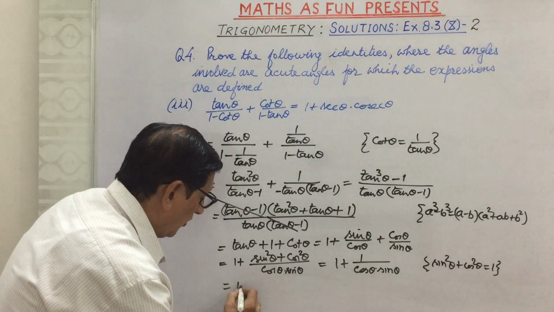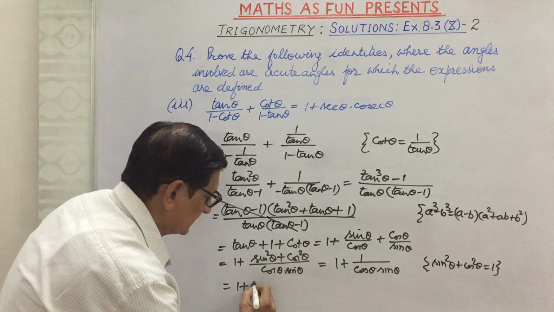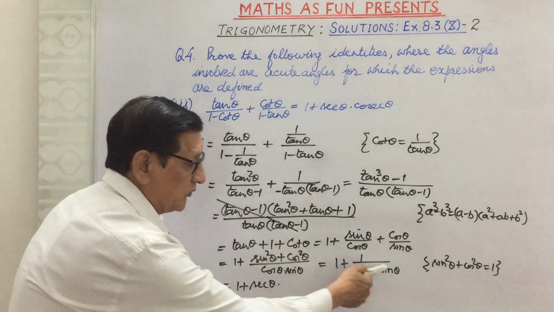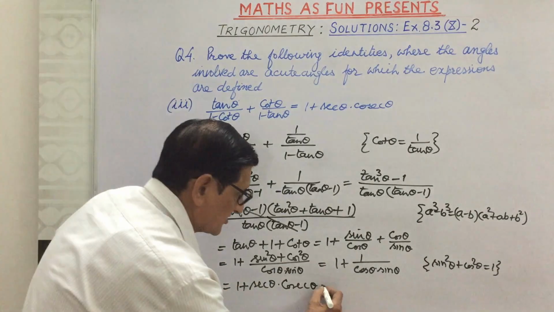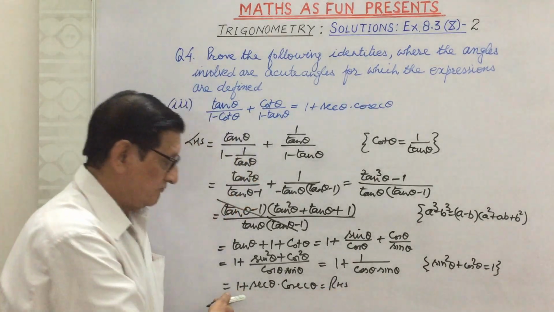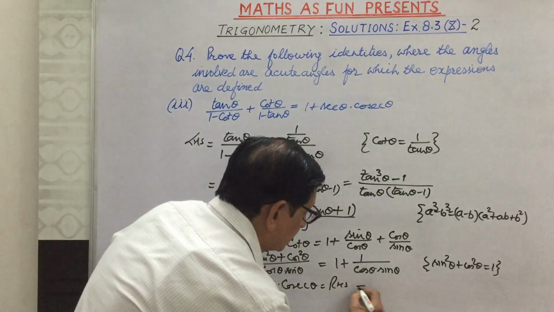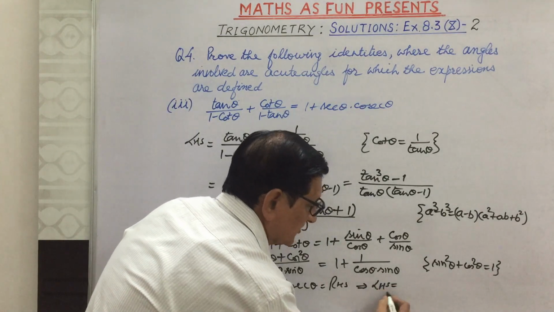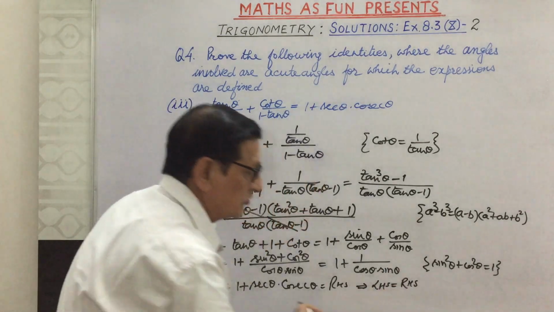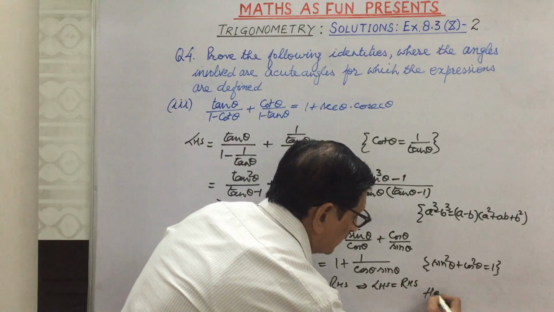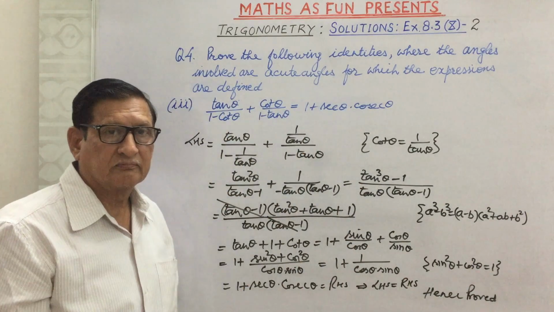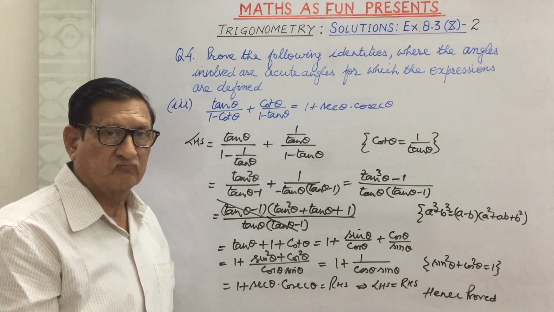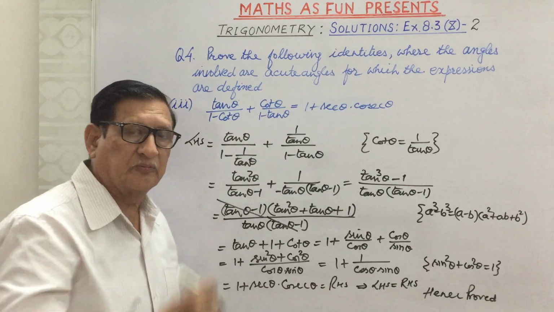And we know 1 upon cos theta is sec theta, 1 upon sin theta is cosec theta, which is the right hand side now. This implies that LHS or left hand side is equal to RHS or right hand side, hence proved. This is the solution of the third problem.